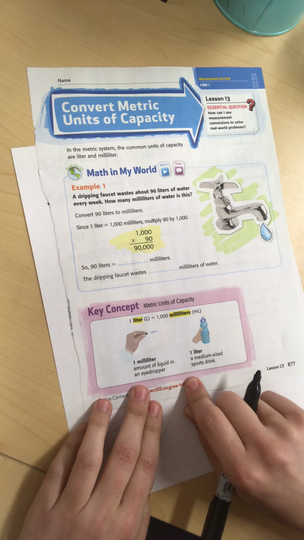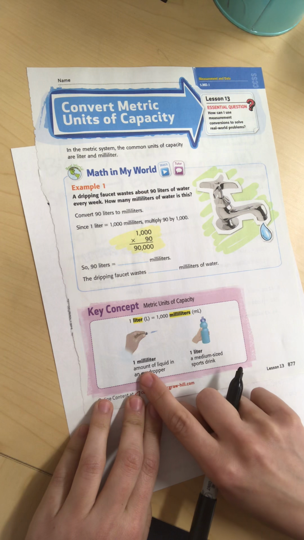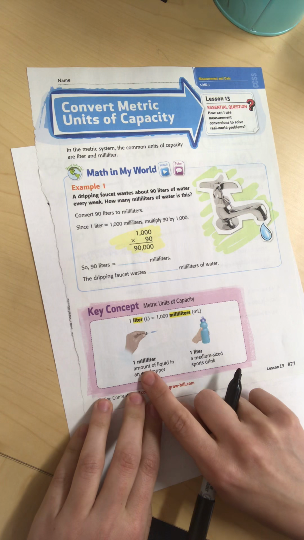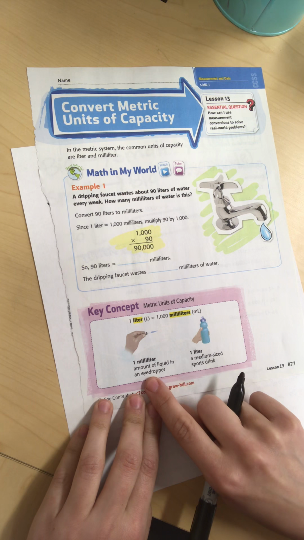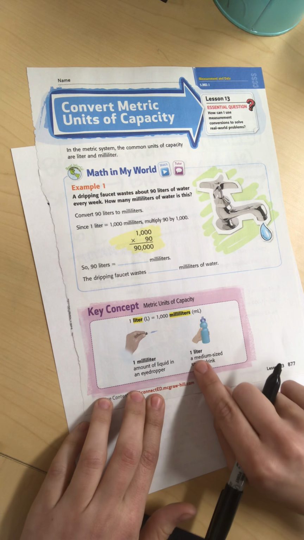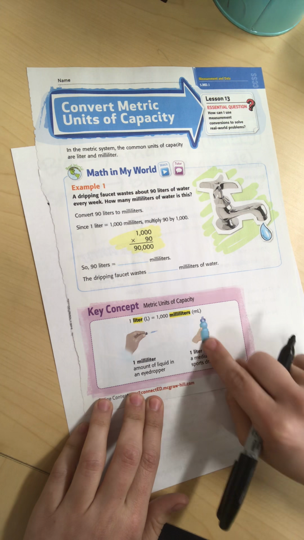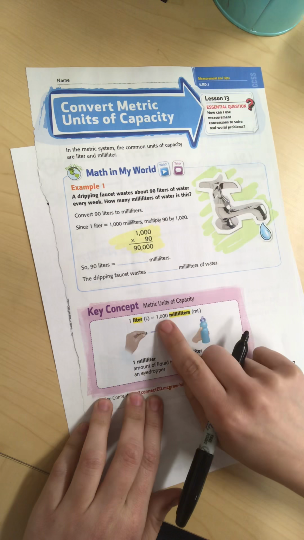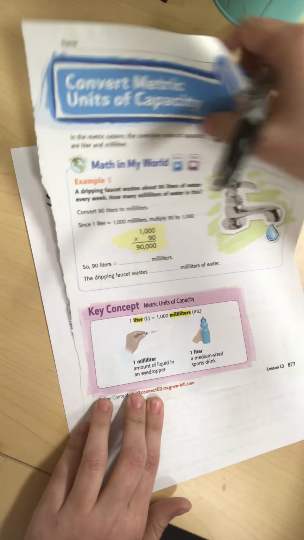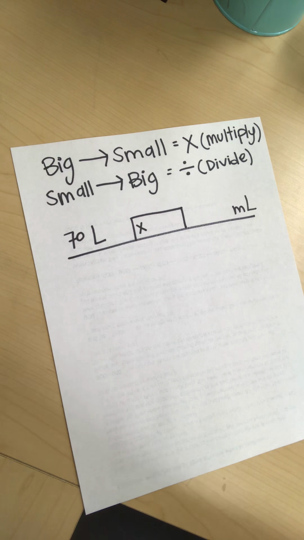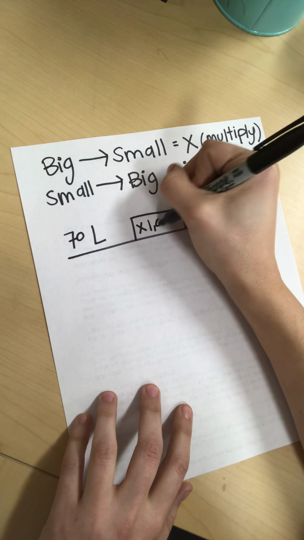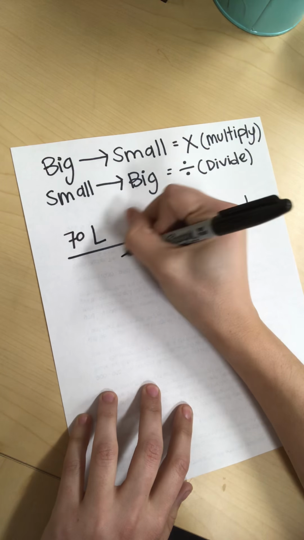So just to put things into perspective, 1 milliliter is the amount of liquid in an eye drop. So that's tiny. And a liter is like a medium-sized sports drink. So that's a lot more water. It's 1,000 times more. So I'm going to multiply by 1,000.